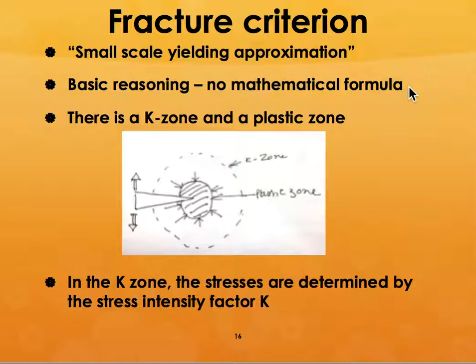Trying to derive this in this class is going to be a little difficult. So basically, what you need to understand for fracture criterion is that there are two zones around any given crack. There is a plastic zone and there is a K zone. In the K zone, the stresses are determined by the stress intensity factor, and in the plastic zone, the stresses are determined by the yield stress. So if your yield stress is pretty high, that means your plastic zone is going to be very, very small. That means the way this material is going to fracture is going to be controlled entirely by the K zone.